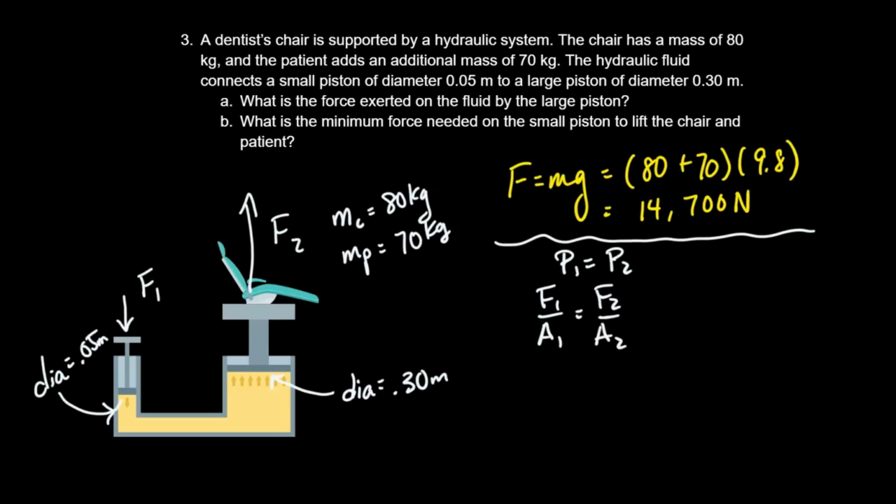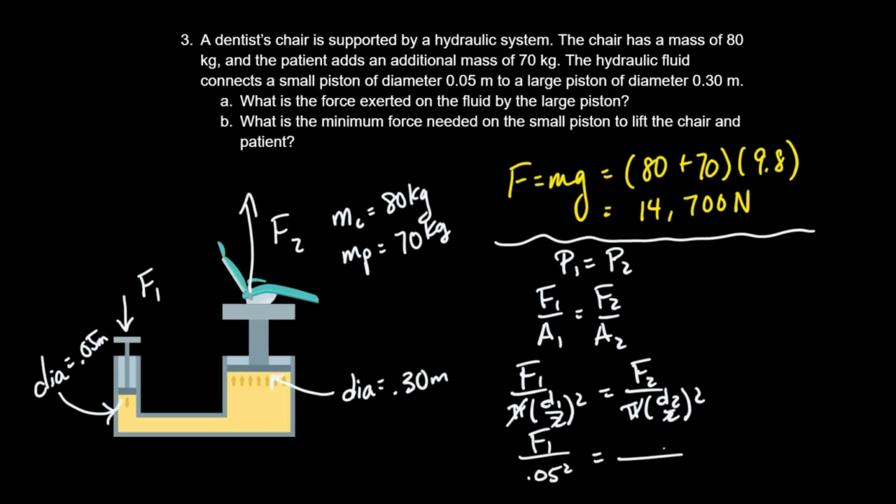Now, we don't know the area, but we do know the diameter. So what we can do is pi r squared, except we don't have r. So we take the diameter divided by 2 squared. On the right-hand side, we have F2 over pi times diameter 2 divided by 2 squared. Now, you'll notice that the pi's will cancel out, and the 2's will cancel out. So you basically end up with the diameter squared. So F1 divided by the diameter squared, which is going to be 0.05 squared, is equal to F2, the force that we calculated from the first part, which was 1,000.